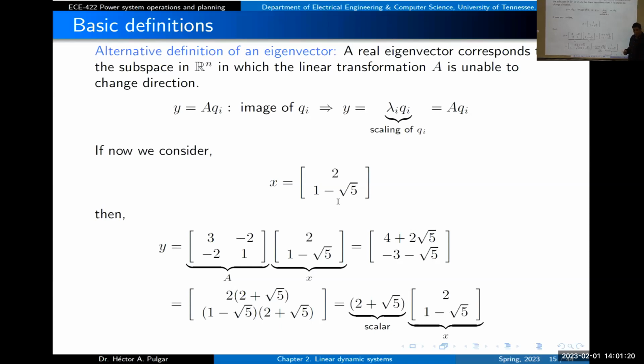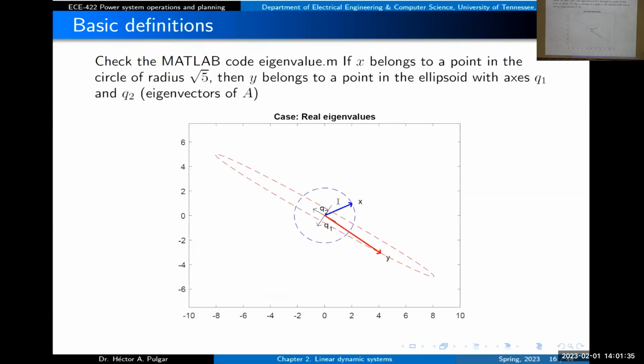Because we're in R2, we will have two specific directions in which we're going to have this situation. This explanation is given when the eigenvalue and eigenvectors are real. And this is a general case.